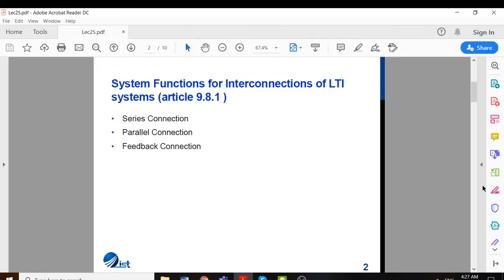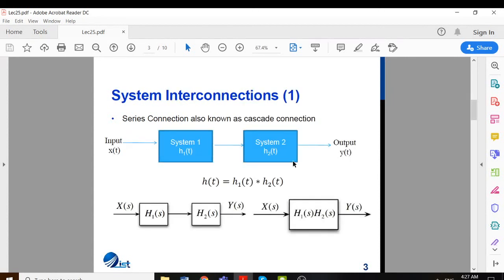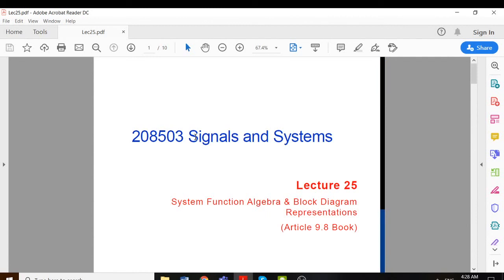So we have discussed in lecture 23 that system functions can be used to simplify three types of LTI system interconnections, which were the series connection, the parallel connection, and the feedback connection. The series connection is also known as the cascade connection, and as we know, in the series connection we have two or more systems which are connected in such a way that the input to the next system is the output of the previous system.